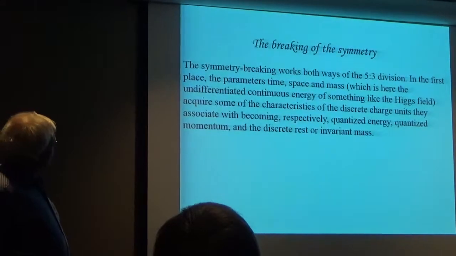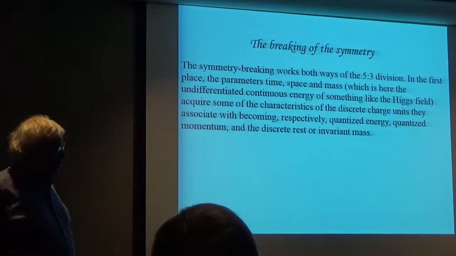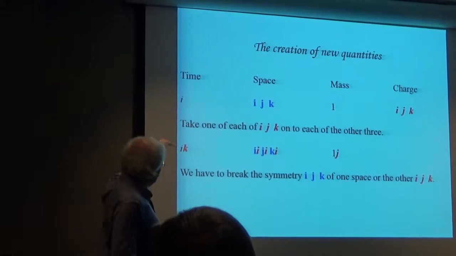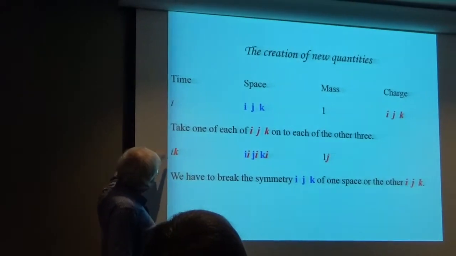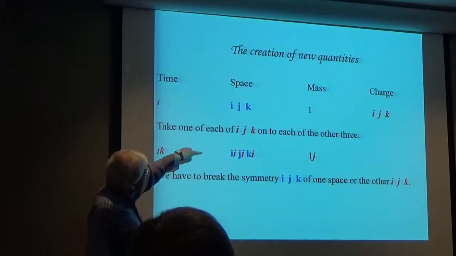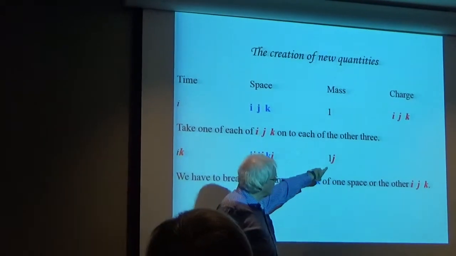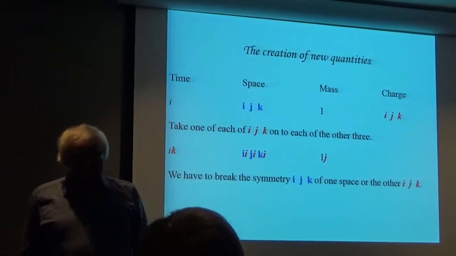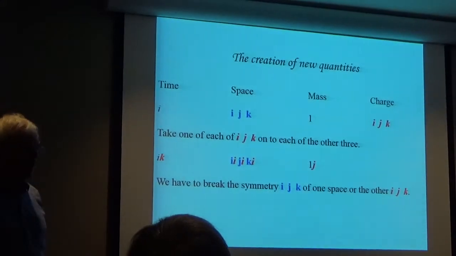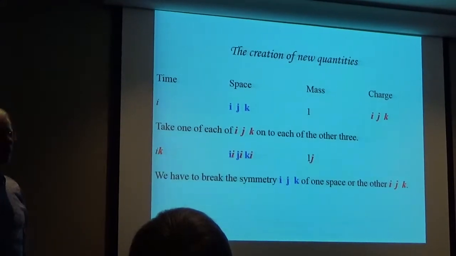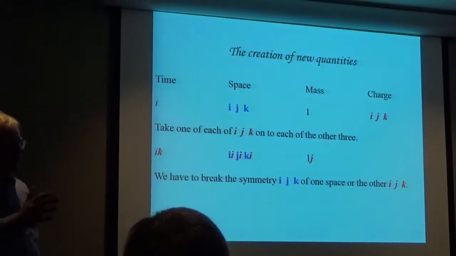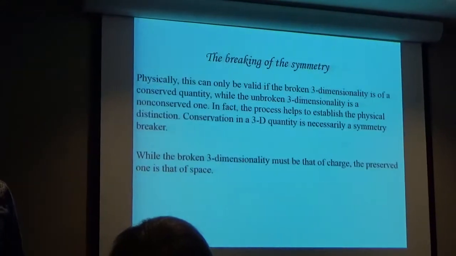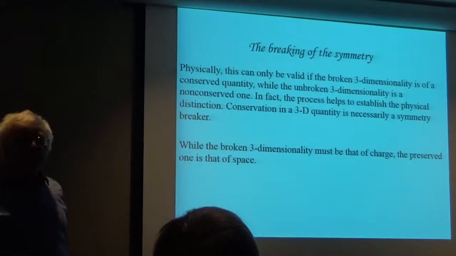And the symmetry works both ways in the 5-3 division. In the first place, when we do that, we start off with these parameters, but these end up different. This one now has the dimensions of energy. This one has the dimensions of momentum, and this one has the dimensions of discrete invariant rest mass. And so we're creating discrete mass now. And I think Wolf was talking about interaction between mass and charge. This isn't quite an interaction, but it's a connection. And it was electric charge he was talking about, as here.